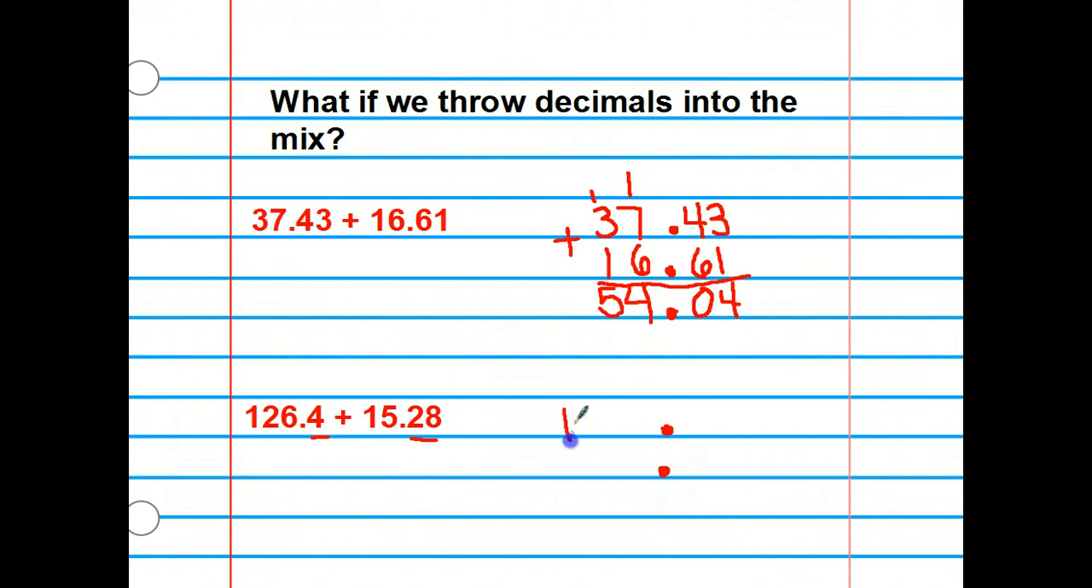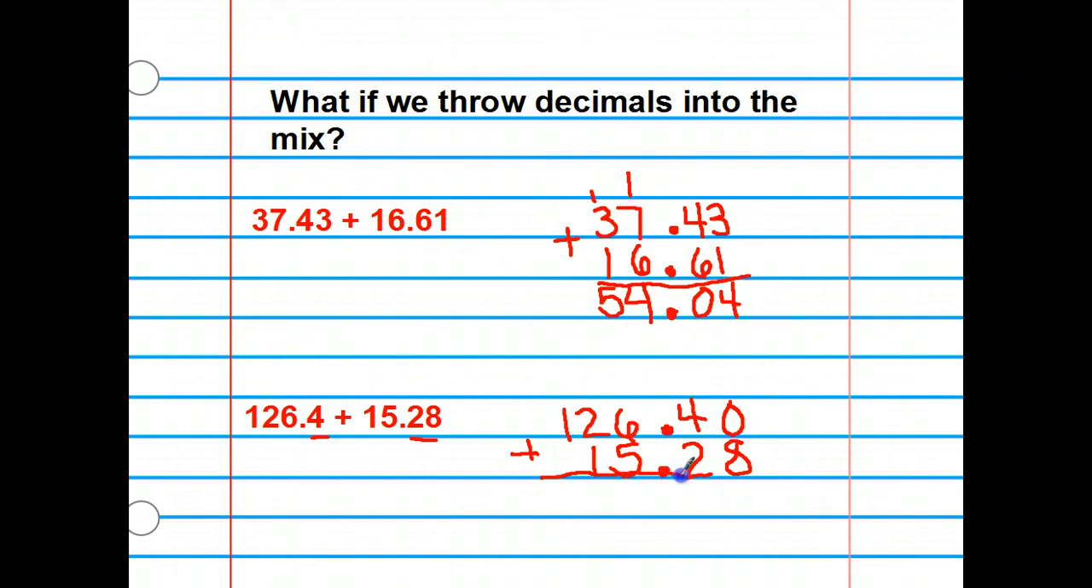So here we have 126 and 4 tenths. And here we have 15 and 28 hundredths. Tenths aren't hundredths and hundredths aren't tenths. I do not want them in the same column. Now, if it bugs you that there's nothing here, that's fine. Put a 0 on the back, because adding a 0 to the end of a decimal number doesn't change its value. Or don't. Either one's fine.